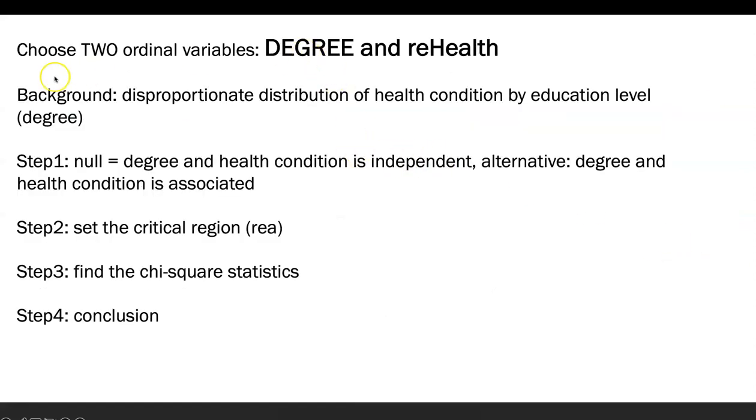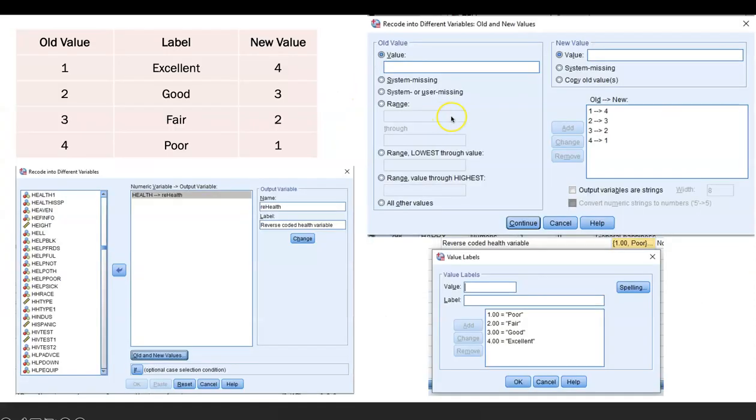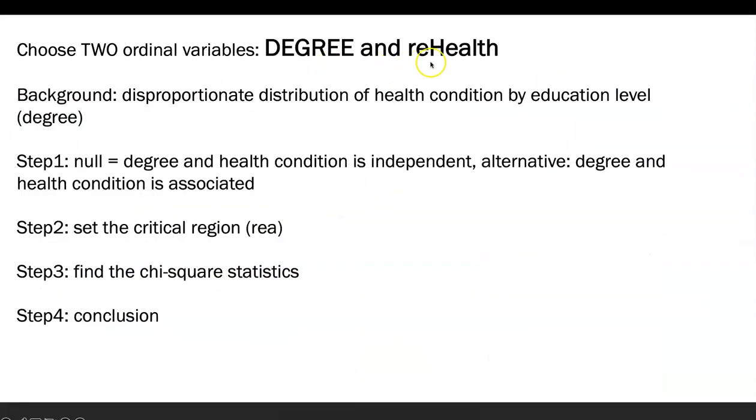Okay, so now we are ready. The degree and the health condition, which was recoded as RE health. Right here I named it RE health condition. So degree and RE health. The background is the disproportionate distribution of health condition by education level, the degree level. The null is there is no association between the degree and the health condition we recoded here. The alternative hypothesis says that there is some association between their education and health condition. Set the critical area, find the chi-square statistic, and the conclusion.